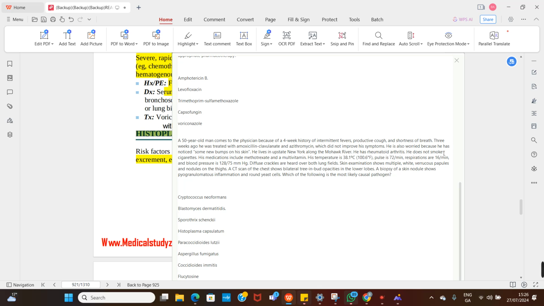Now he's also worried because he has been noticing some new bumps on his skin. He's living in upstate New York along the Mohawk River. He has rheumatoid arthritis, of course. He does not smoke. He used methotrexate and multivitamin. Temperature is elevated. Diffuse crackles are heard over the lung field. Skin examination shows multiple white verrucous papules and nodules on the thigh. CT scan shows bilateral reticulonodular opacities in the lower lobes. A biopsy of the skin nodule shows granulomatous inflammation around the cells. Which of the following is the most likely causal pathogen?